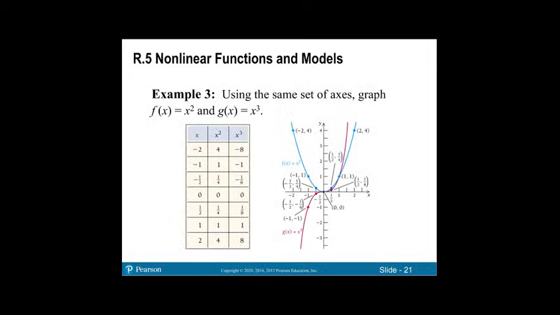Using the same set of axes, graph f of x equals x squared and g of x equals x cubed. All they did was choose several values of x, find the corresponding y for f and for g, and then plot the ordered pairs. You see x squared in blue, it makes the parabola, and x cubed in red makes the cubic function shape, kind of like an f almost. But I feel like you can handle that. That's why I didn't go into these details.